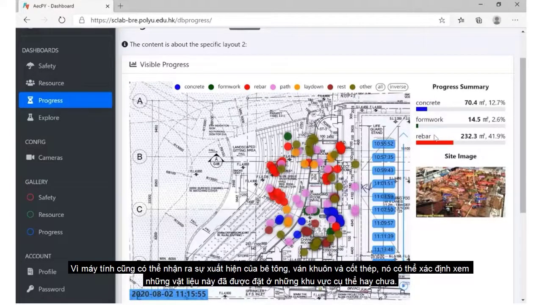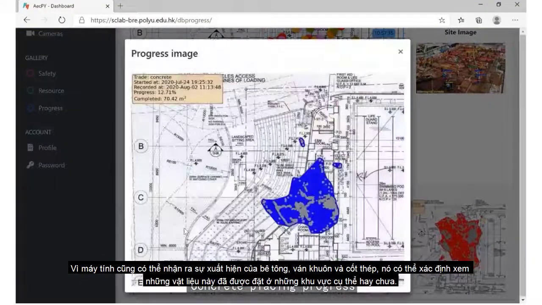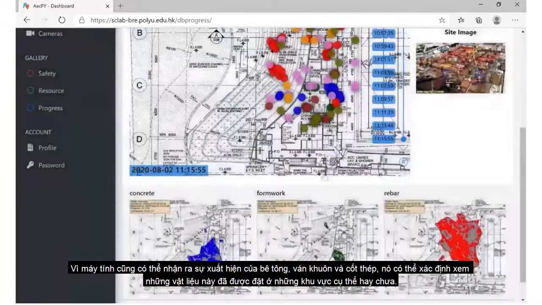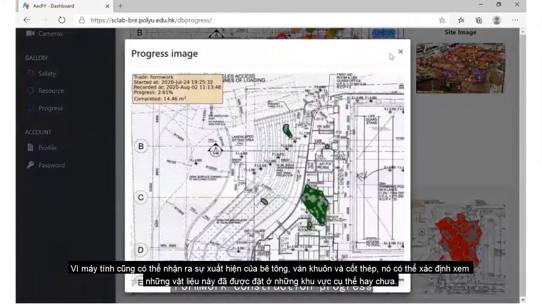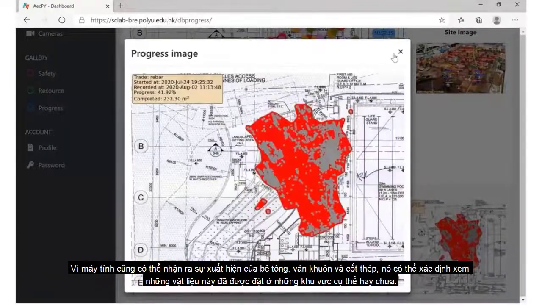And since the computer can also recognize the appearance of concrete, formwork, and rebar, it can also say if the concrete has been placed on this particular area, for example, if the formwork has been placed in this particular area, and if the rebars have been laid out as well.